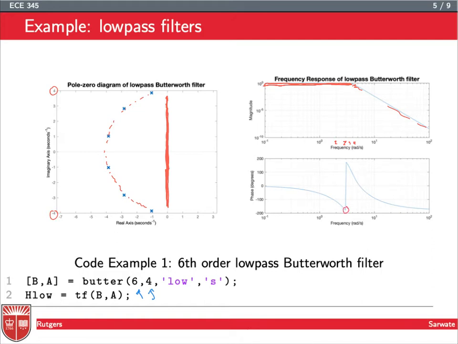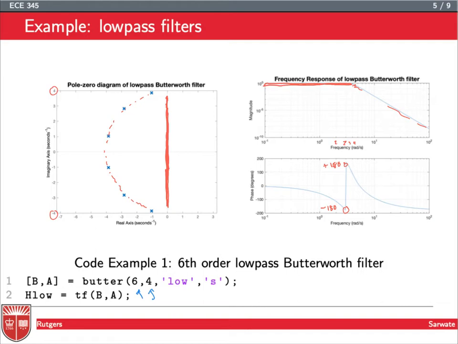This discontinuity that you see here is actually not a discontinuity, because this is -180 and this is +180. So this jump here is not really a jump at all. So this is a low-pass filter.